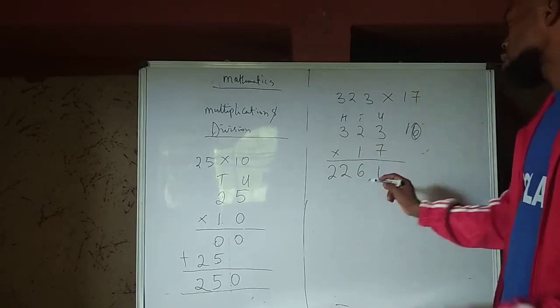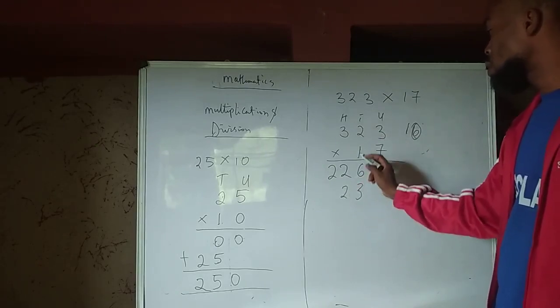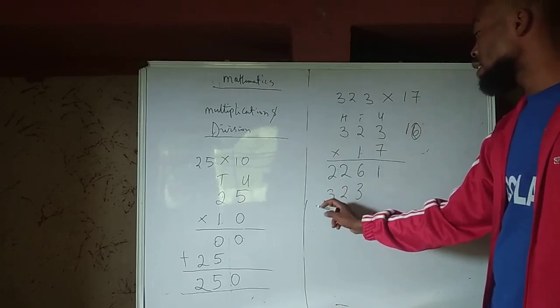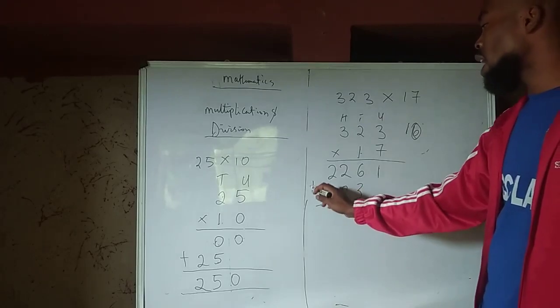1 times 3 gives us 3. 1 times 2 gives us 2. 1 times 3 gives us 3 here. Can you see that? So when we are done multiplying, we add.